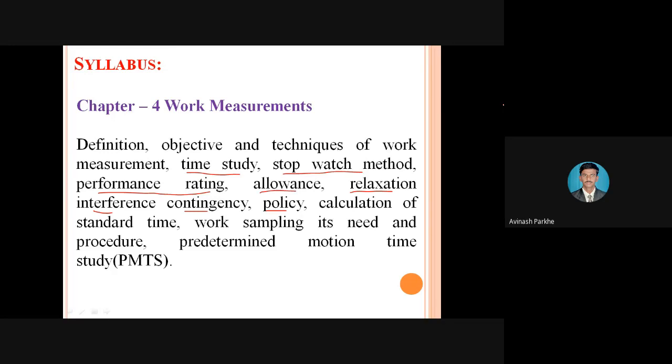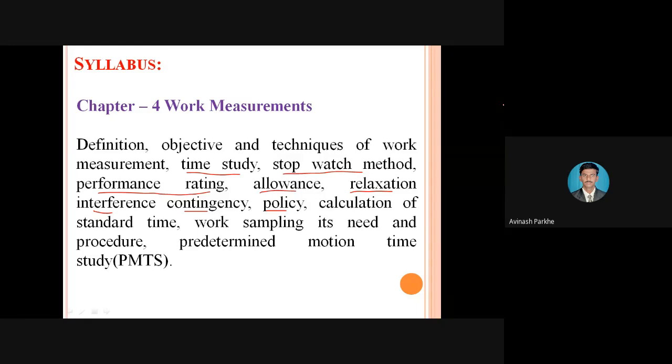That means such types of allowances are also considered, because there are some operations or machines where tool breakage takes place again and again. So in such conditions, what do we have to do? If that machine works continuously for 2 hours without breakage, we have to take a new tool and fit it on that machine. Again after the next 2 hours, again I will take a new tool.